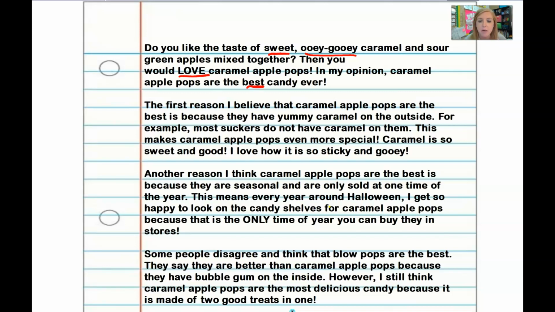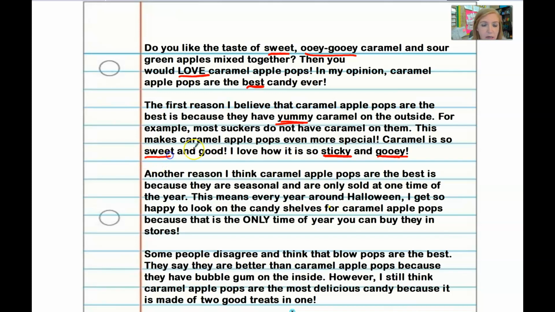This makes caramel apple pops even more special. Caramel is so sweet and good. I love how it is so sticky and gooey. Now, I noticed that, okay, yummy, that's a pretty good word. I said sticky, gooey here.